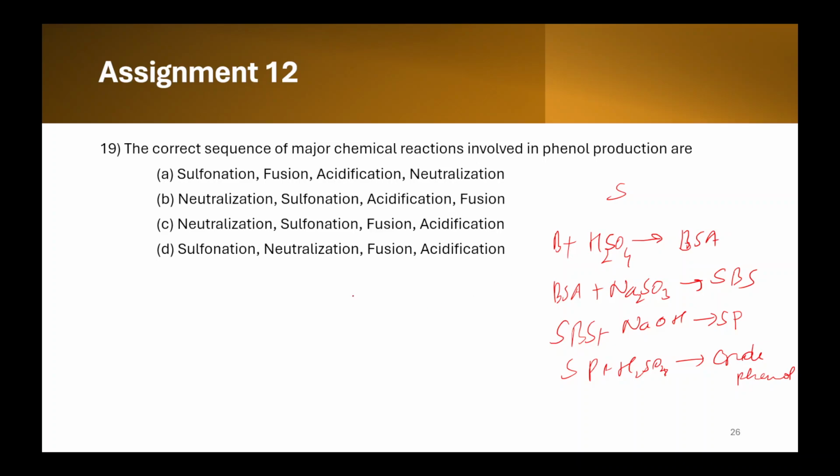So sulfonation, then neutralization, then fusion, then acidification. So this is the correct answer here.